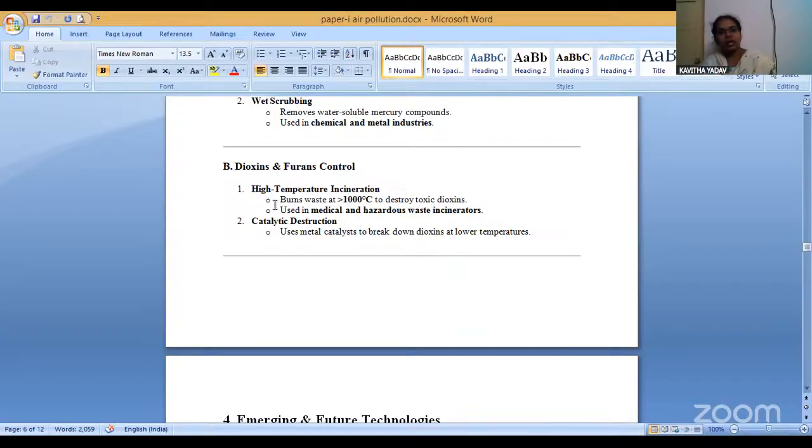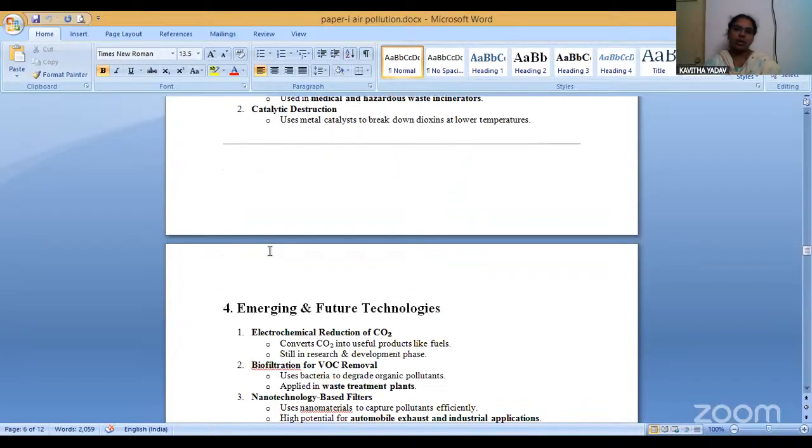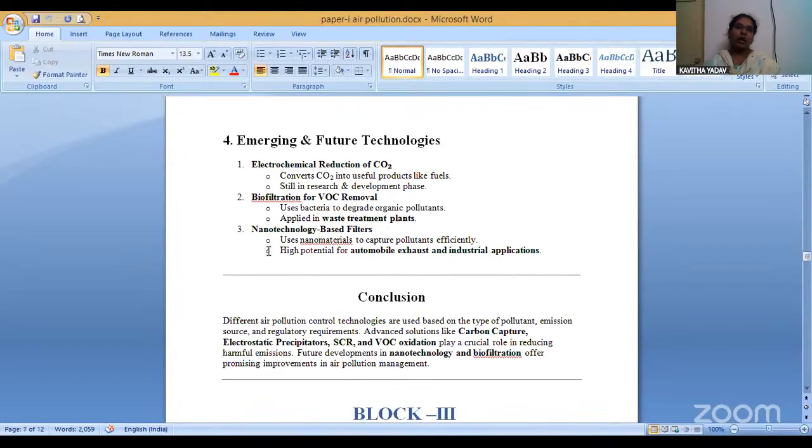Then coming to the next one, catalytic destruction uses metal catalysts to break down the dioxins at lower temperatures. By using this catalytic destruction, we are going to break down the dioxins. Okay. Then coming to the next one, emerging and future technologies.